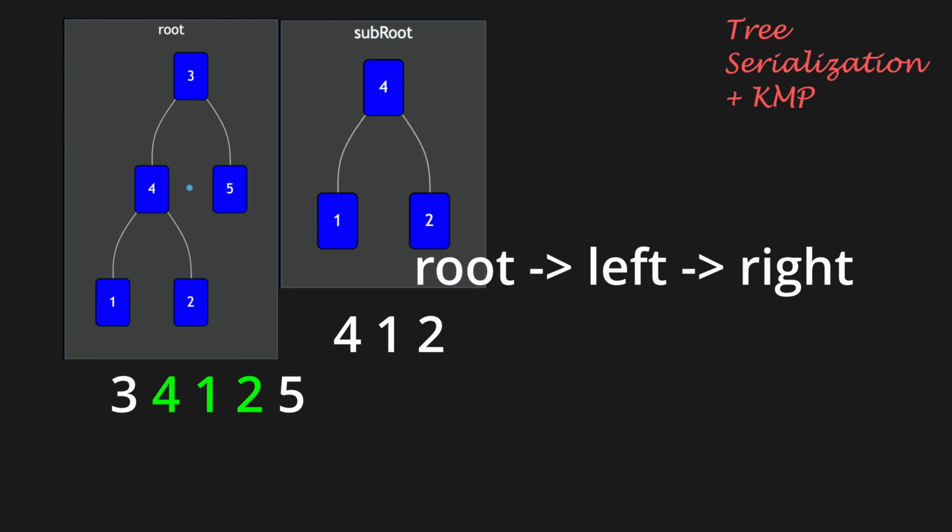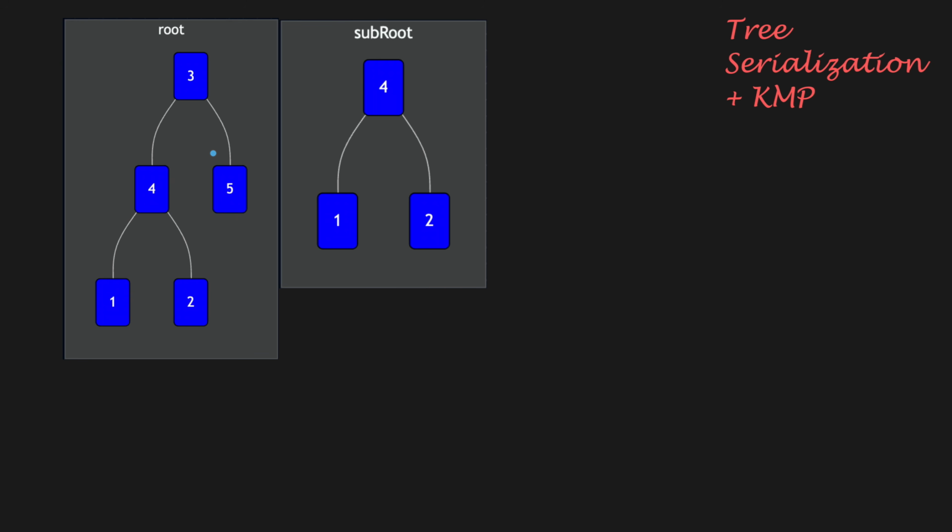And now when we combine these nodes into a string, we may run into problems. For example, how do we distinguish the node values 3 and 4 from 34? So to solve this, we need a separator where we can use a special character like hash, and then we can get the node values as hash 3, hash 4, hash 1, and so on. So this takes care of the values.